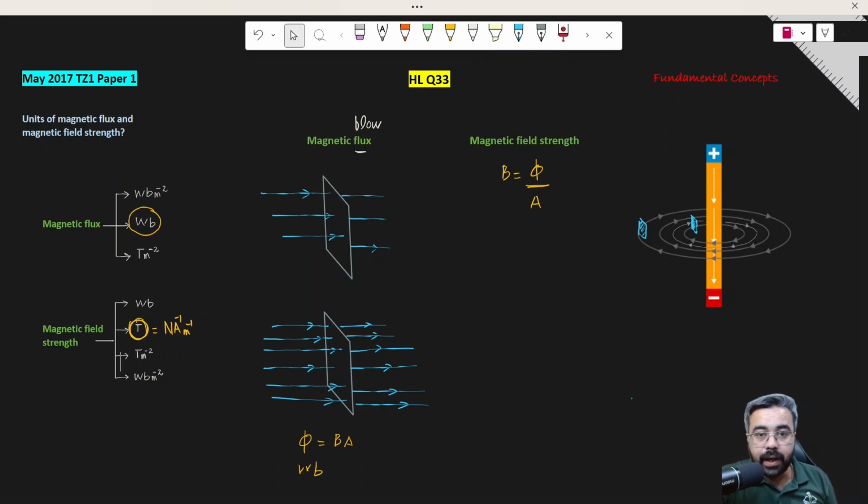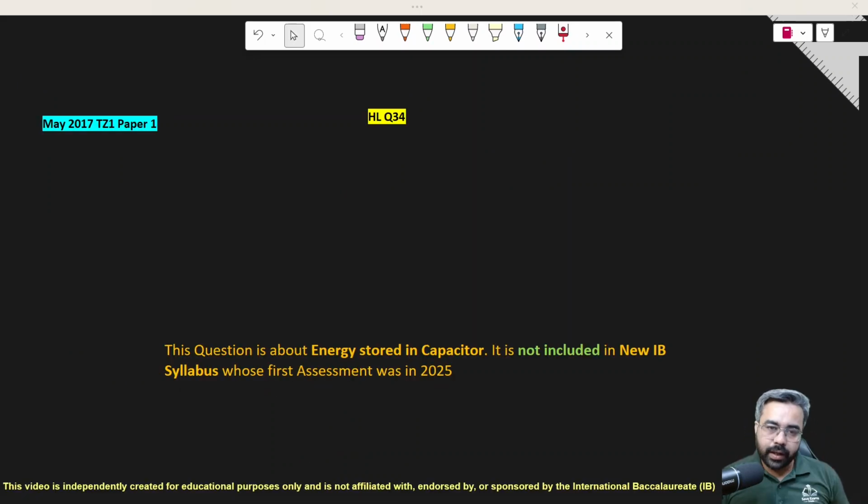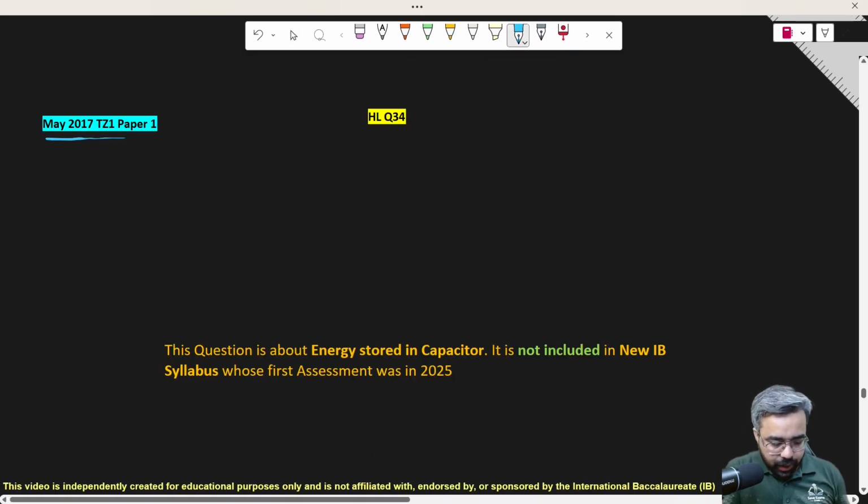because it is not necessary that if the magnetic field is present, flux will be present, right? Flux is produced whenever the field cuts a certain surface. That's why you have to identify Tesla, not Weber per meter square. So the right answer for this question is option B, which says Weber for flux and Tesla for the field strength.